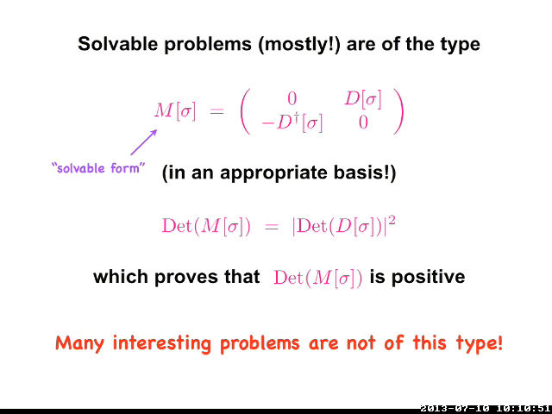And so then the determinant of M is positive, and one can then try to formulate Monte Carlo methods for that. However, many interesting problems are not of this type, and I will show you examples as we go along.